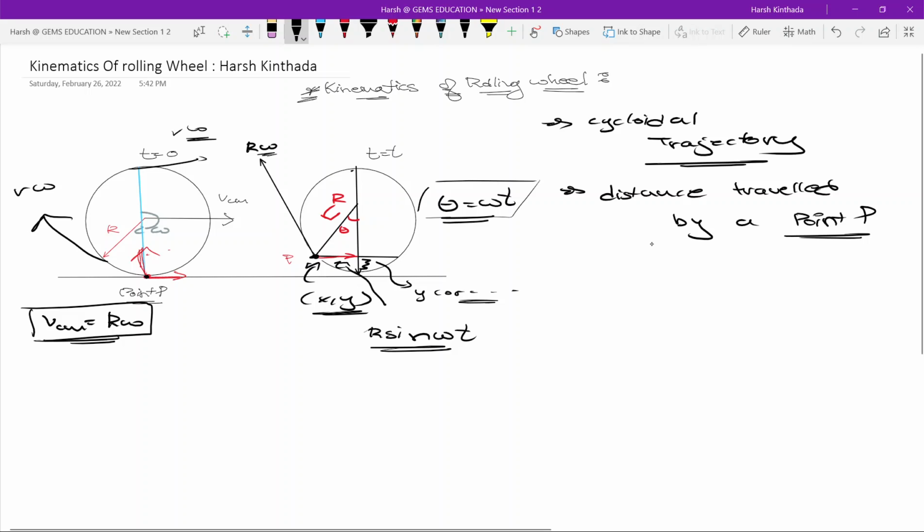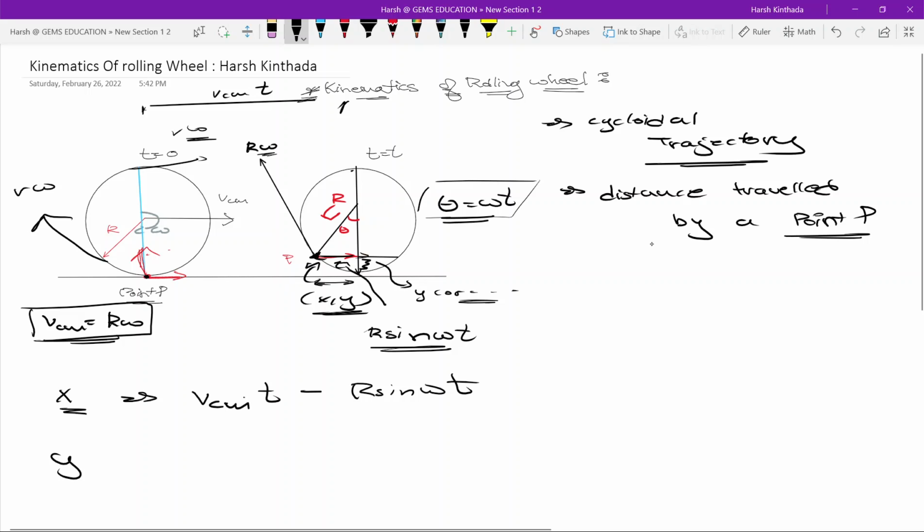So let us represent this as x and y. Now we will assume the distance from this point to this point to be obviously VCM t, because velocity into time equals distance. So to find x, we'll have VCM into t minus r sine omega t, because this distance over here is r sine omega t.